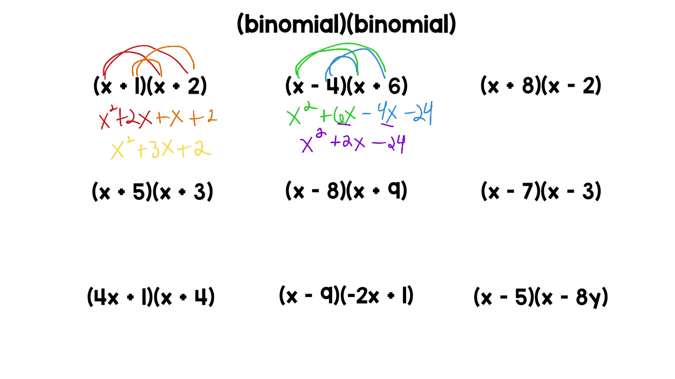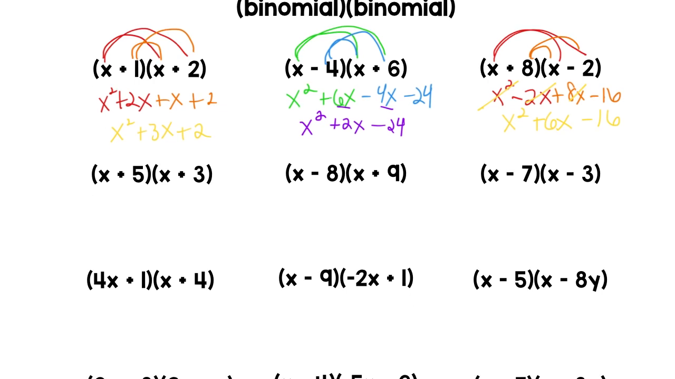Let's do another one. X times x is x squared. X times negative 2, negative 2x. 8 times x is plus 8x. 8 times negative 2, minus 16. We combine like terms, only one x squared. Done with that. Negative 2x plus 8x is plus 6x. Those are done. And then minus 16.